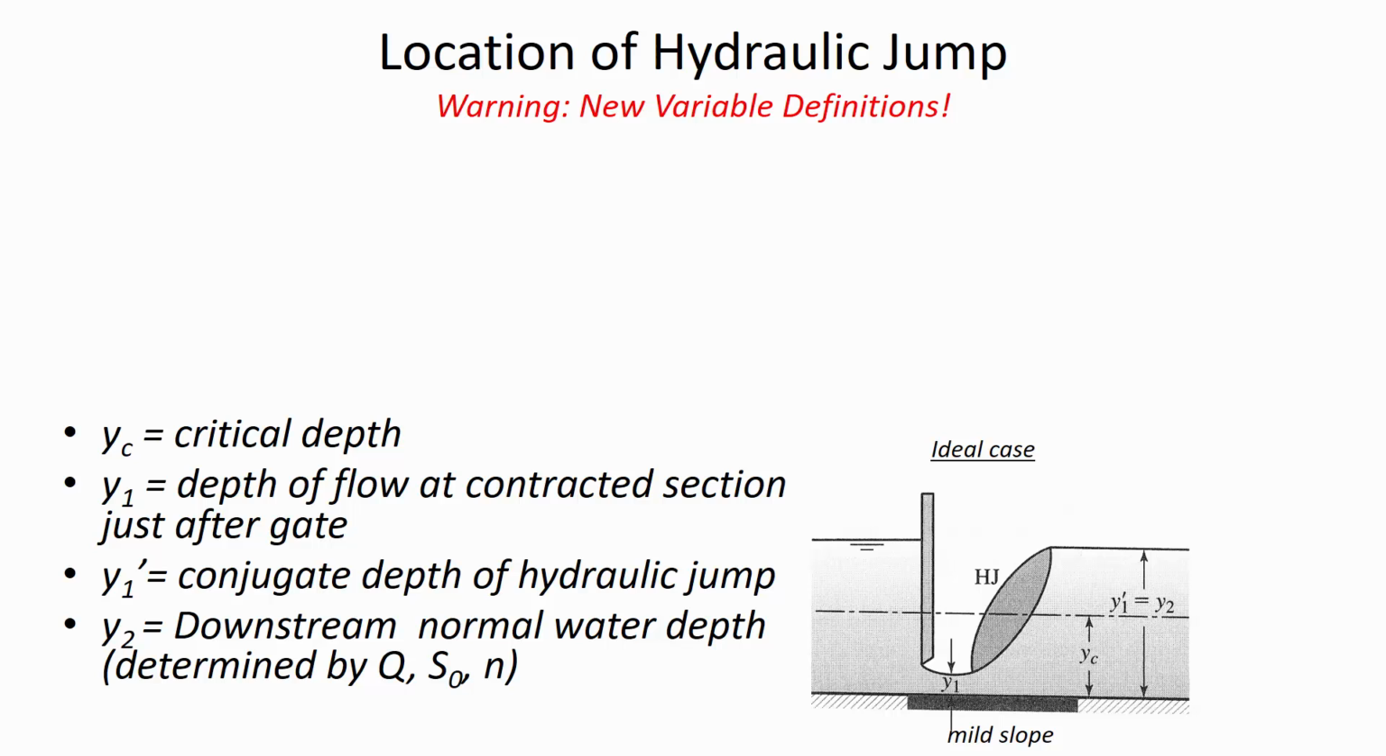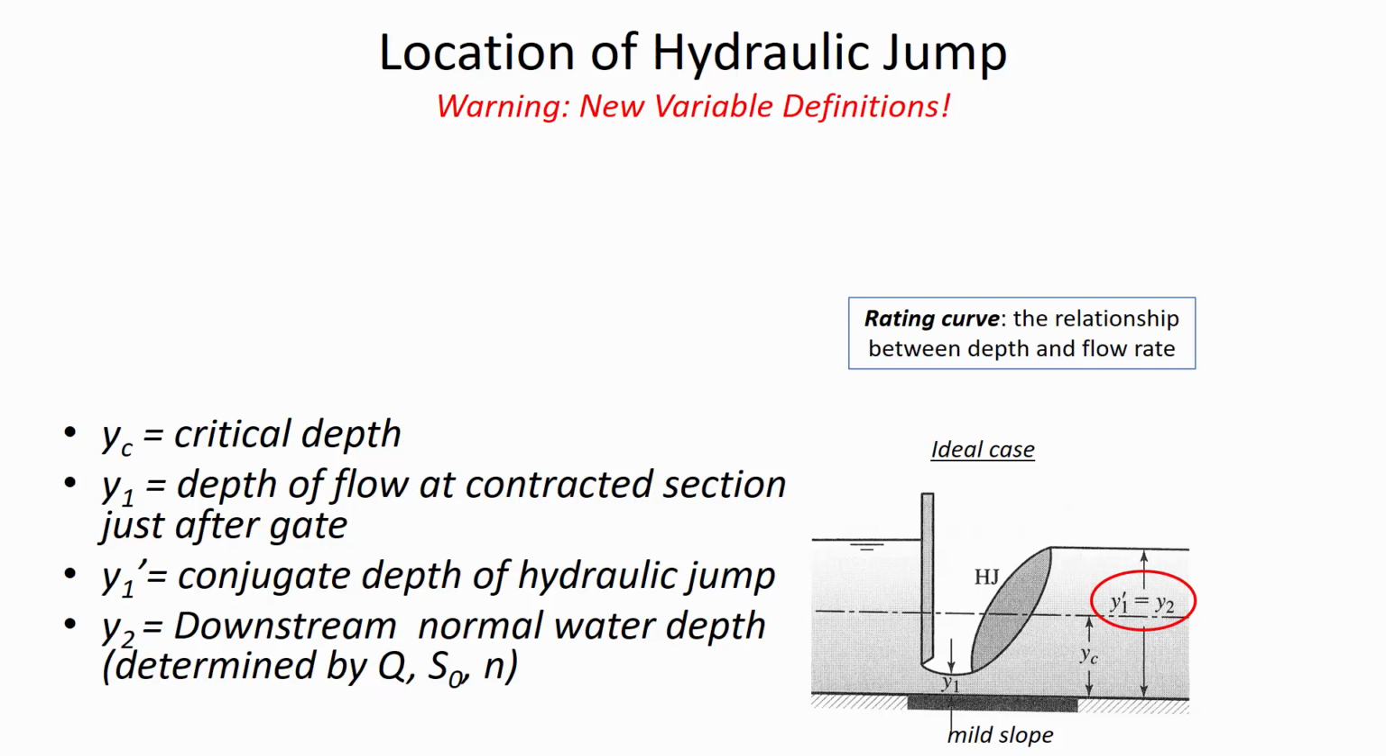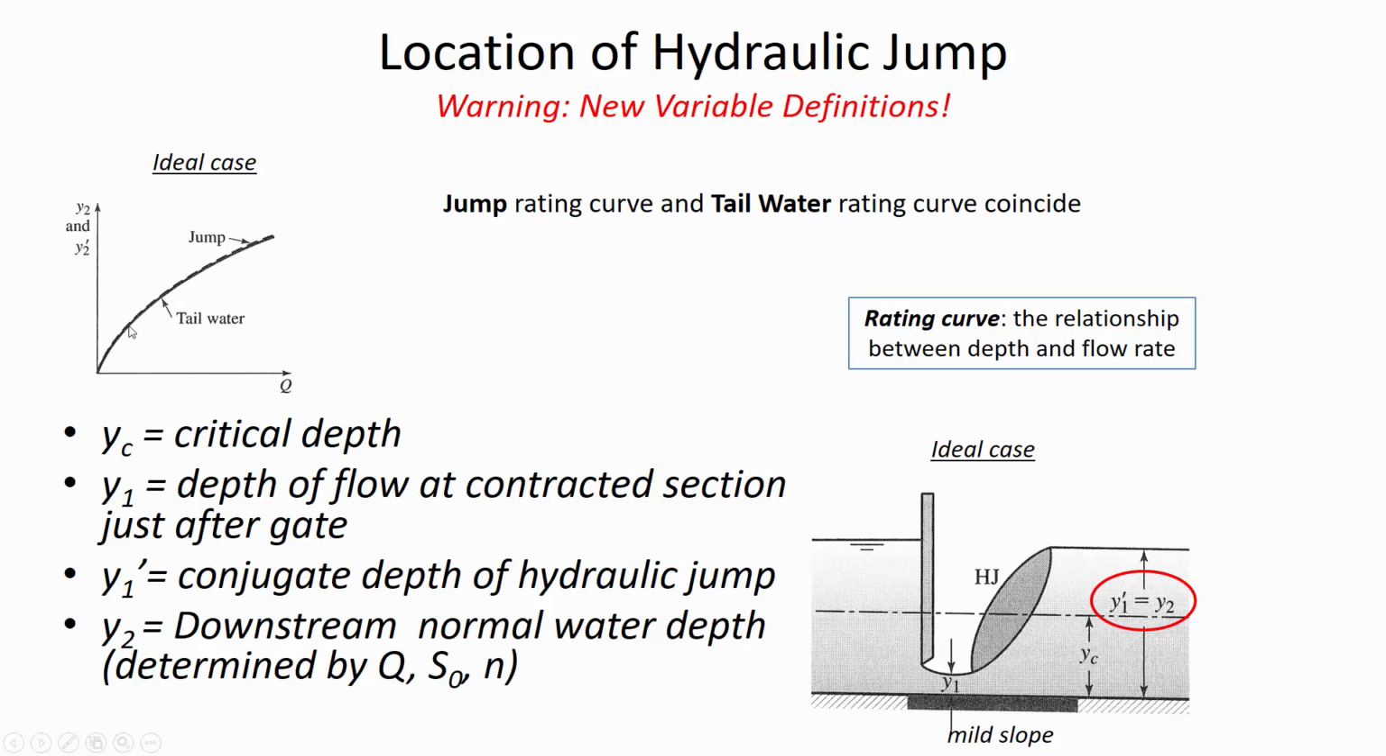So you can get a certain amount of flow through a hydraulic jump and usually a different amount of flow through a channel. But in this case, the ideal case, both of those curves are equal to each other. And so a rating curve is a way to graphically represent flow rate versus depth. And here is a rating curve just to show you an illustration.